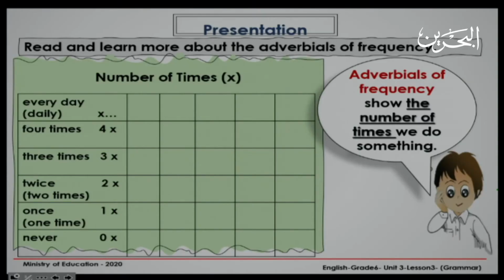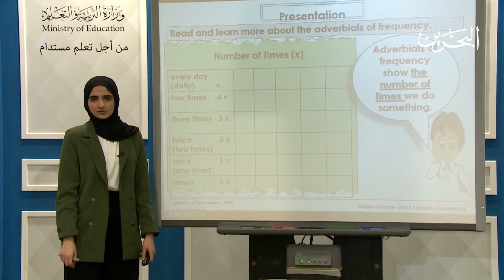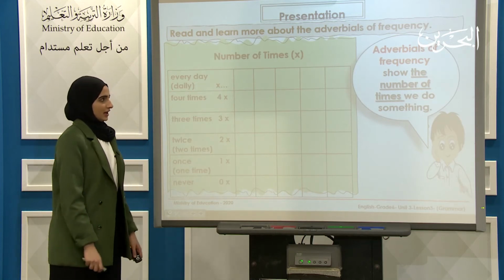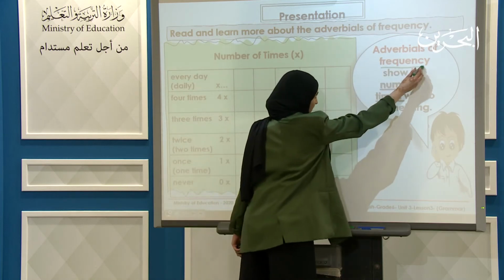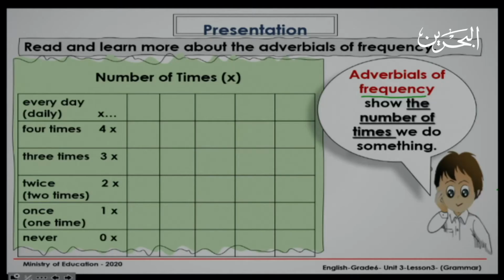Now let's read and learn more about the adverbials of frequency. Adverbials of frequency are different from the adverbs. They show us the number of times we do something. Let's look at this table. It will show us the number of times. The first one we have every day or daily. It means you do this activity 7 days in a week.